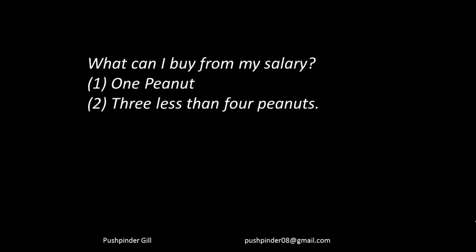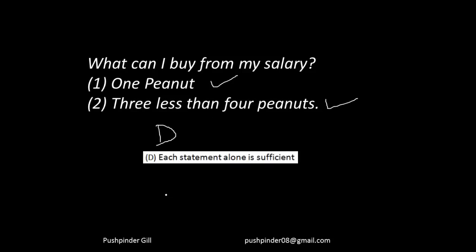Alright, now let's talk about answer choice D. You can clearly make out from this question: what can I buy from my salary? The first statement says, okay, 1 peanut. The second statement says 3 less than 4 peanut, again 1 peanut. So both the statements are individually able to give me the answer. That means my answer is D. D would be the answer if each statement alone is sufficient to give me the answer. If both the statements are able to give me the answer, that means D is my answer.